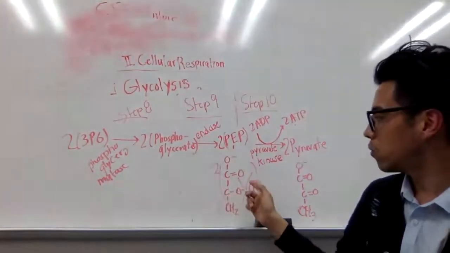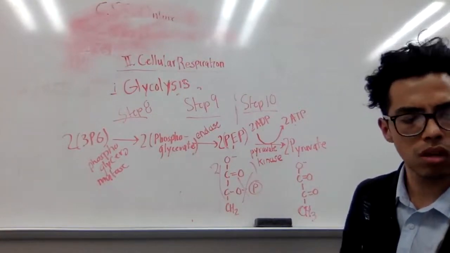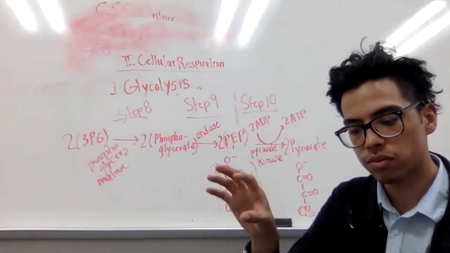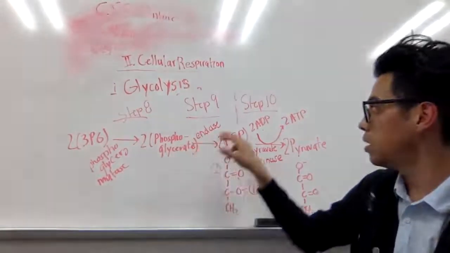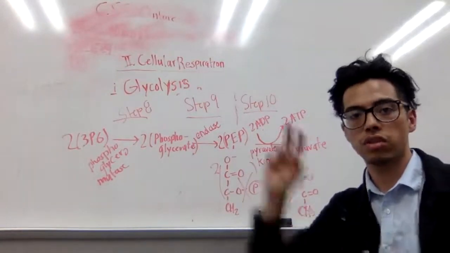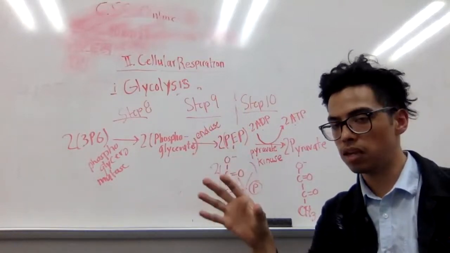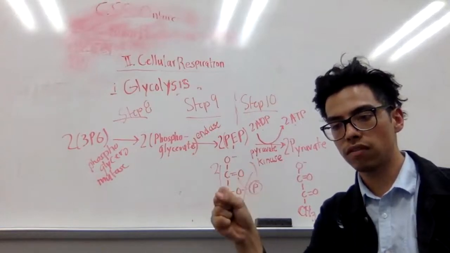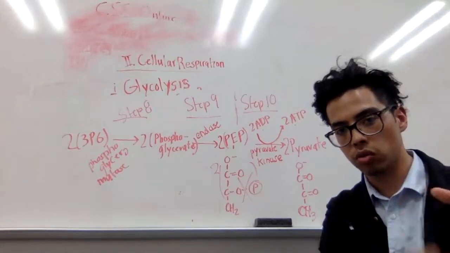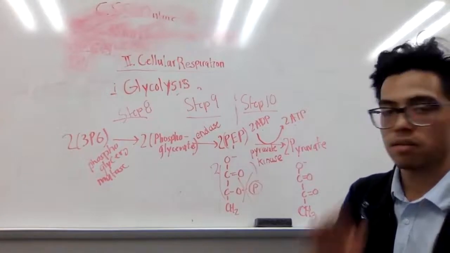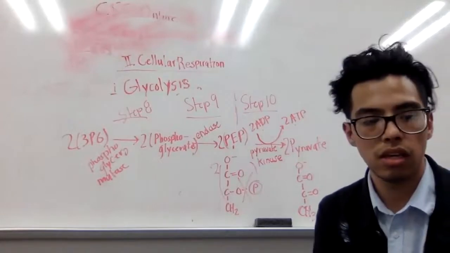Pyruvate is the molecule that you're working with, and the kinase deals with taking away or giving the phosphate group. In this case, you're taking the phosphate group from the substrate and giving it to the ADP molecule. So it's kind of the opposite of what we saw in steps 1 and 3, where you take the phosphate group from the energy of ATP and give it to the molecule. But in this case, you're taking the phosphate group from the molecule and giving it to ADP. But yeah, very important steps. And now we're going to go into fermentation. And then that'll be the last thing we talk about.